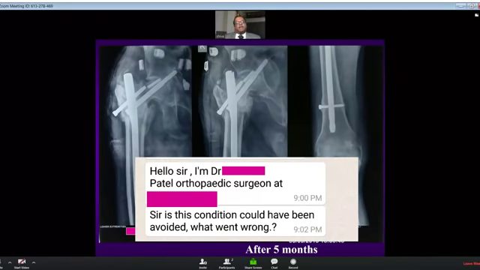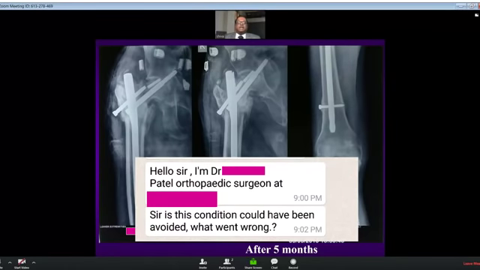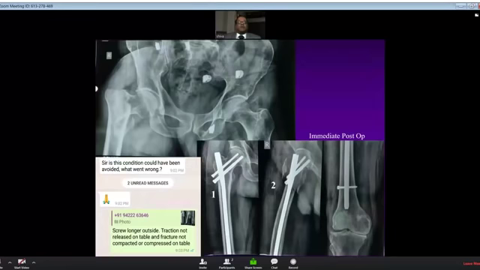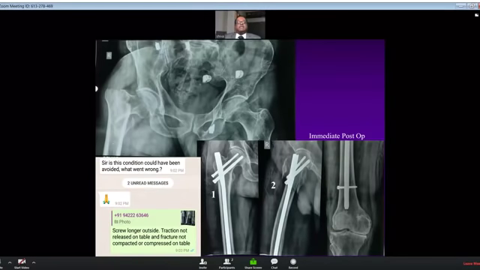After seeing this X-ray, I wrote to him saying that it's not possible just to comment seeing one X-ray. If there are any immediate pre-operative X-ray and immediate post-operative X-ray, it will be helpful to analyze the cause. So these were the X-rays shared by him, and he has done a nice long PFN in that case.